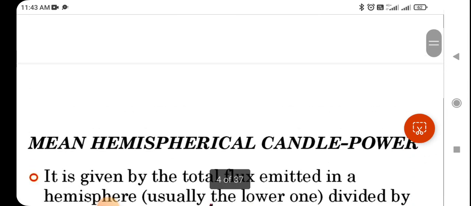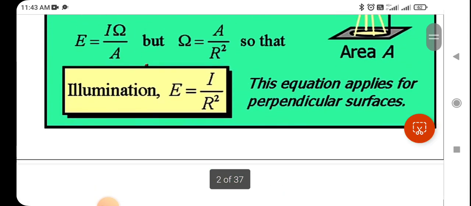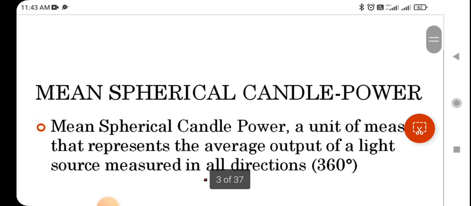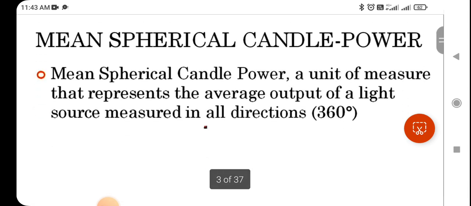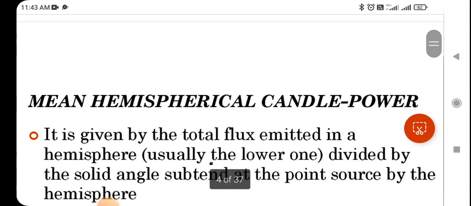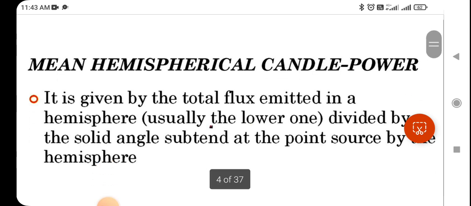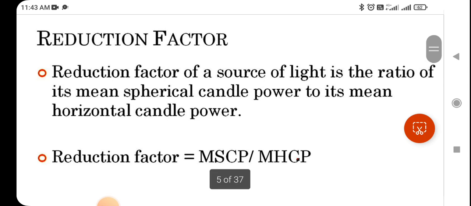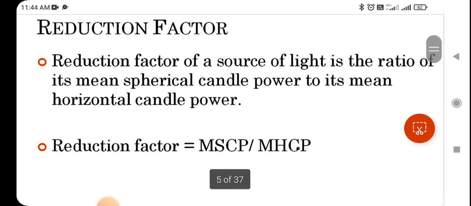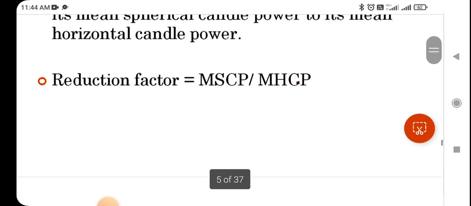One most important point is mean horizontal candle power, which is not shown here. The intensity in any particular horizontal direction is known as mean horizontal candle power. Now this is the reduction factor. Reduction factor of a source of light is the ratio of mean spherical candle power to mean horizontal candle power. That means MSCP upon MHCP is always equal to the reduction factor.